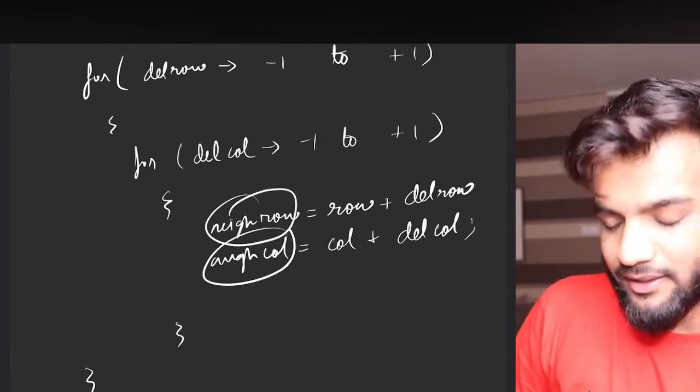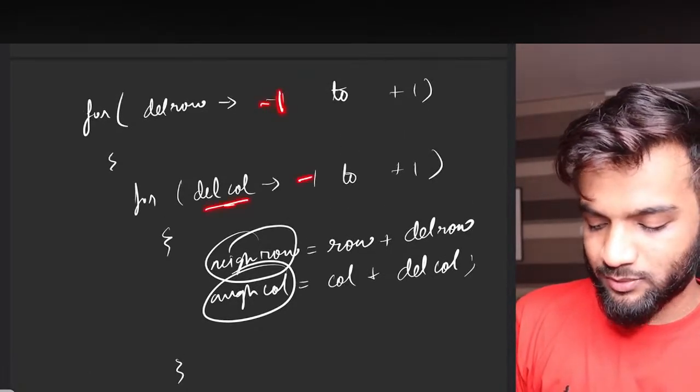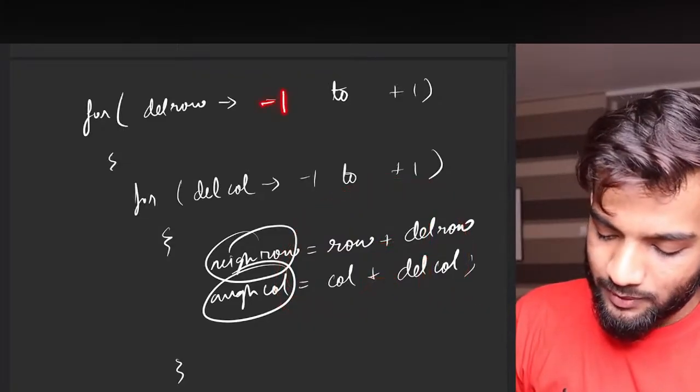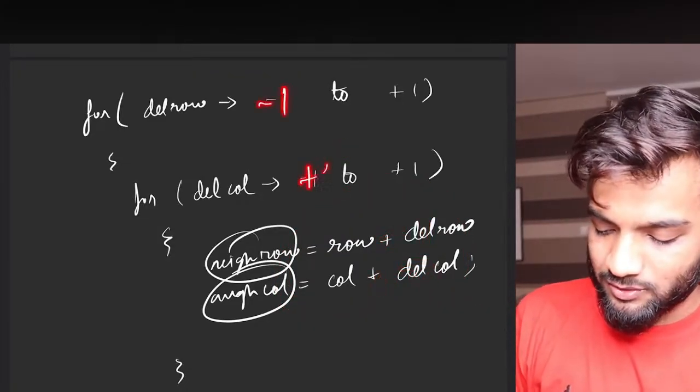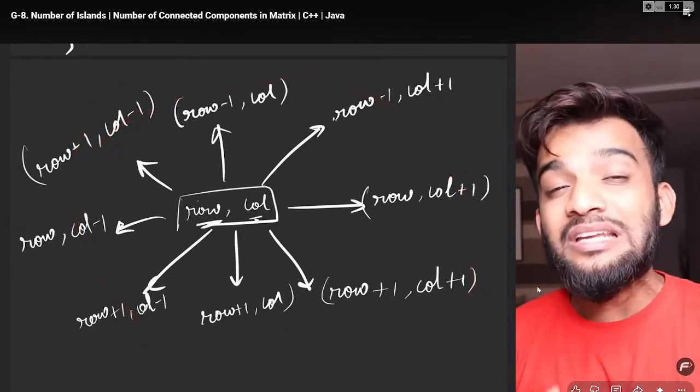This will give you the neighbor row and the neighbor column very, very easily. Why? Because first time it will be minus 1 and this will be minus 1. Next time it will be minus 1 and this will go to 0. So minus 1 plus 0. Next time it will be minus 1 and plus 1. So you will actually come across every neighbor.